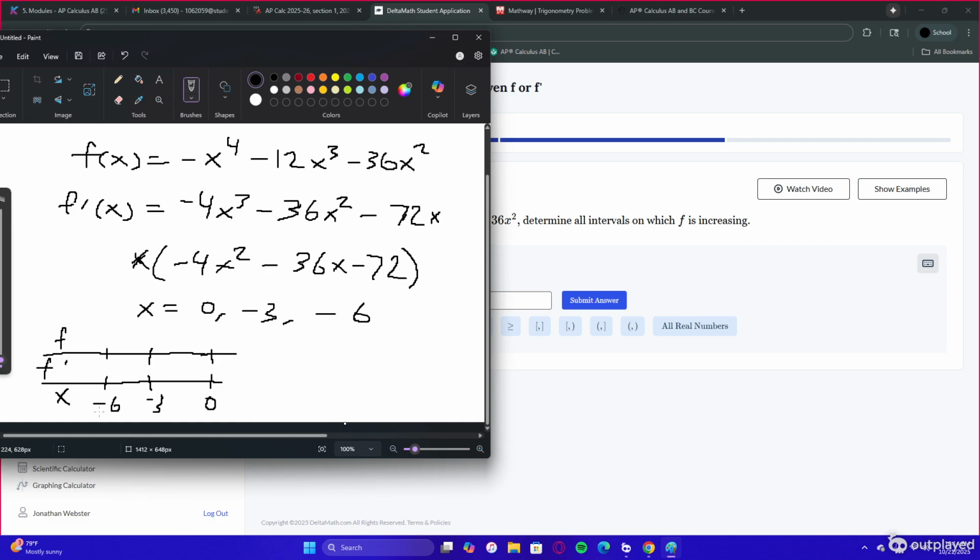So from negative infinity to negative 6, if you plug in a value like negative 7, it would be positive. From negative 6 to negative 3, if you plug in a value like negative 5, it would be negative. From negative 3 to 0, if you plug in a value like negative 2, it would be positive again. And after 0, it would be negative. So increasing, decreasing, increasing, and decreasing. So negative infinity to negative 6, and negative 3 to 0 is where it's increasing.